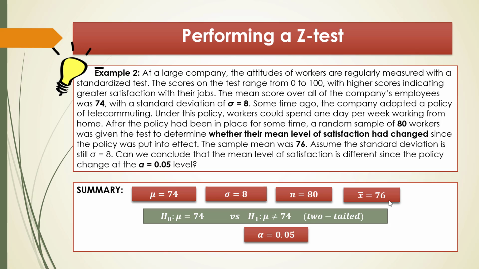And we want to see whether the mean level of satisfaction has changed. There are two possibilities. The first possibility is the mean level of satisfaction has not changed. That means mu is equal to 74. And the second possibility is the mean level of satisfaction has changed. So mu is not equal to 74. So here we test on both sides of 74. This is two-tailed. And the alpha level is given as 0.05. So that's how we summarize the problem.